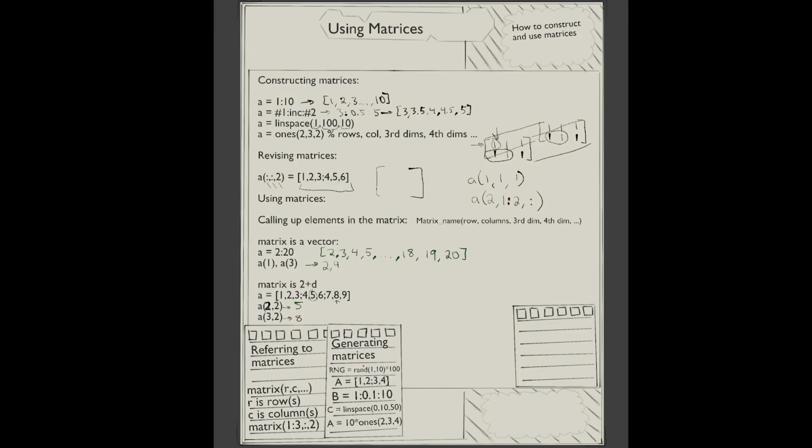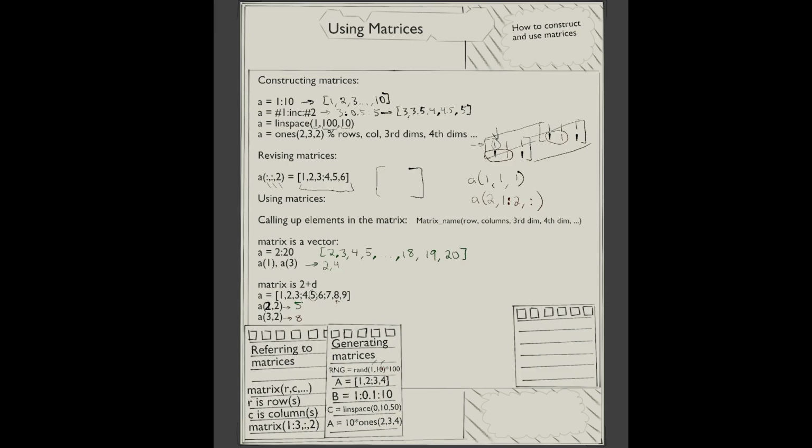Okay, as far as generating matrices, one I didn't talk about that you can also use, rand, is a great function. It generates random numbers from 0 to 1, and then you just specify the matrix size. So I want 1 row, 10 columns. You can do more. You can do depth of 3 in the third dimension, depth of 4 in the fourth dimension, and so on.